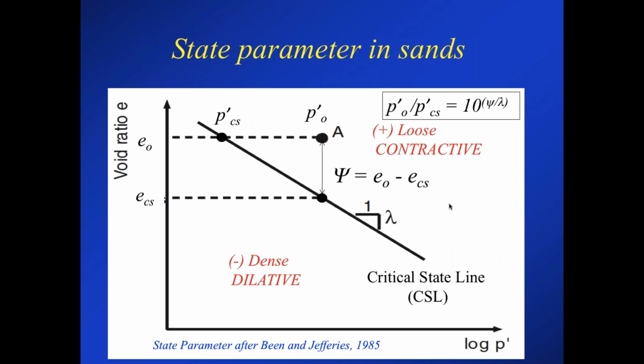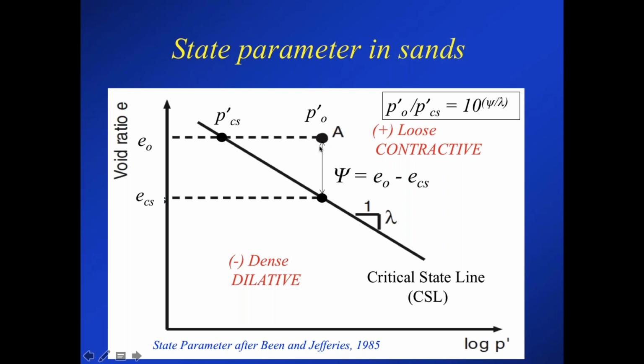When you come to sands in critical state, Bean and Jeffries devoted a lot of their career to helping us understand this, suggesting that the state parameter was one way to define state. It's basically the void ratio difference between its current void ratio and the void ratio at the same mean effective stress at critical state. So that defines the state parameter. Of course, if it's positive, it's on the contractive side. If it's negative, it's on the dilative side.